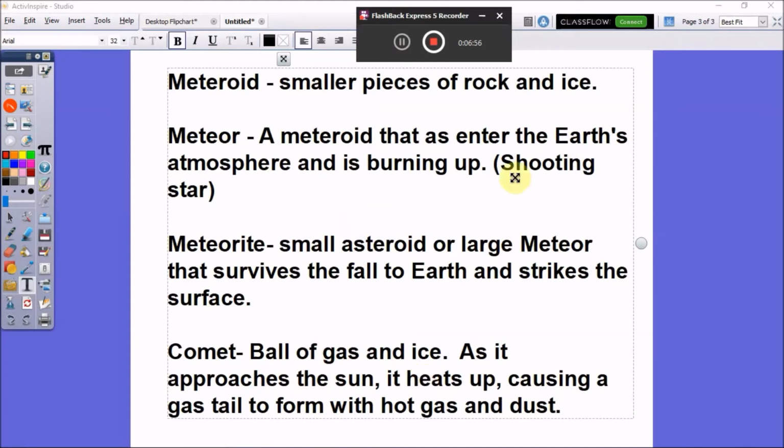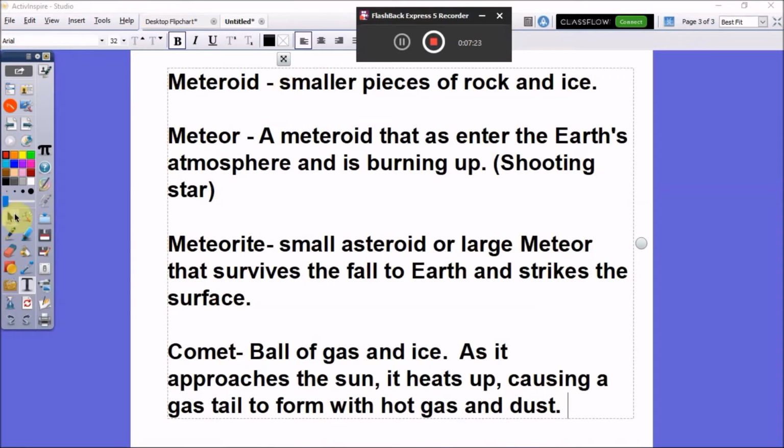Okay, so I want to go over these definitions here. A meteoroid, right? So this is like a smaller piece of rock and ice. So an asteroid is going to be pretty massive. There are smaller asteroids though, and then there's meteoroids. There's really large meteoroids, and then there's smaller ones. But anyways, these are just generally not as big as an asteroid. Okay, and you might find these in places other than the asteroid belt.